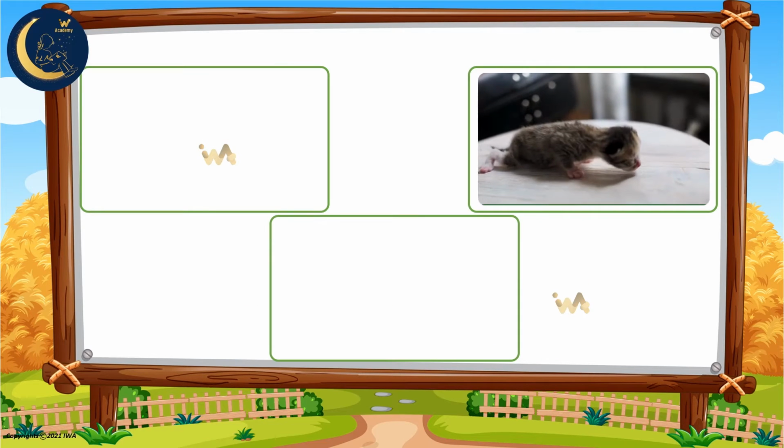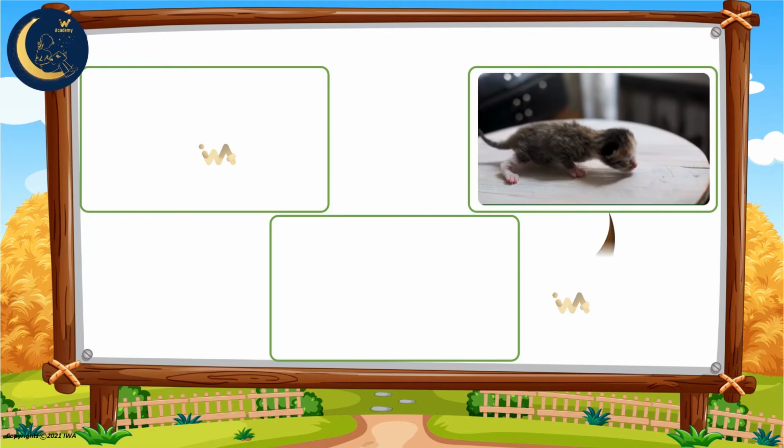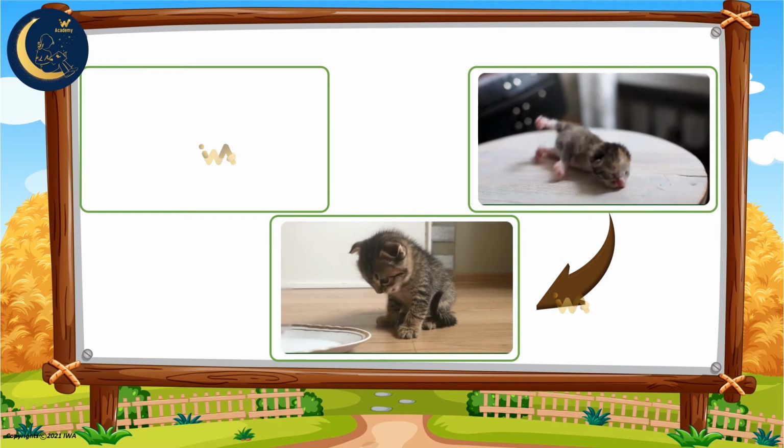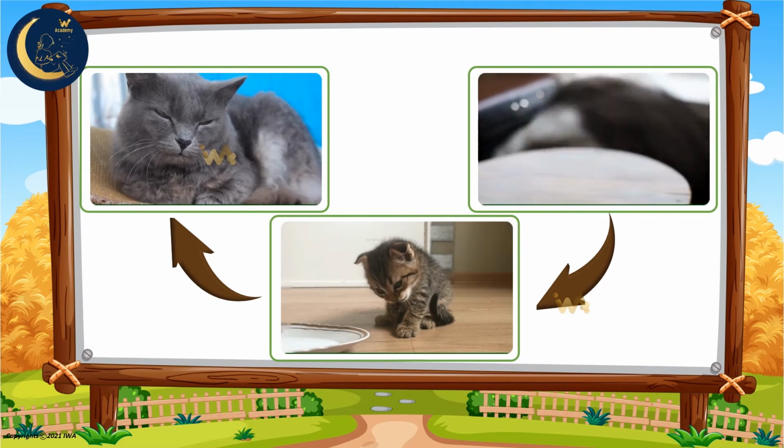It begins its life cycle as a small newborn kitten. Then it begins to grow and get bigger. It continues to grow until it becomes a mature adult cat.